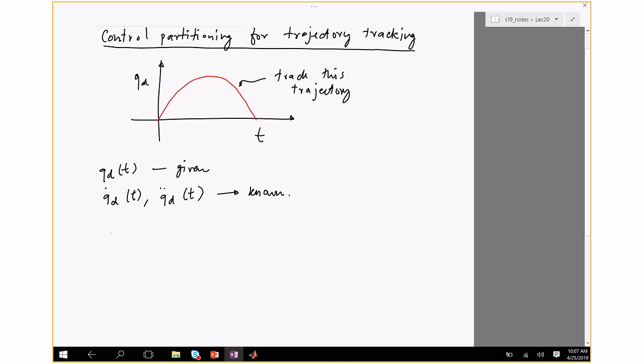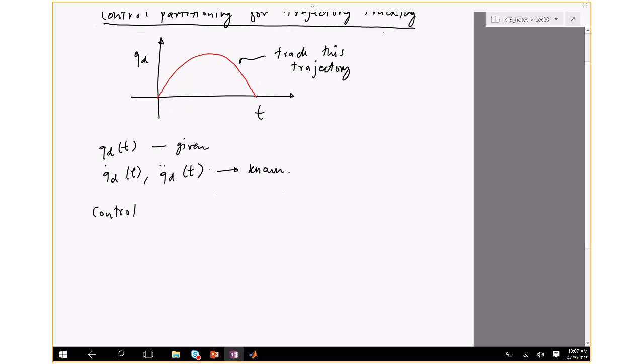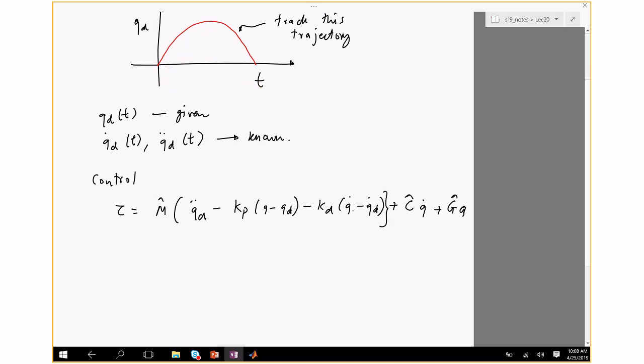So we'll use this control law, which is just a modification of the partitioning control law we talked about earlier. Tau equals M hat, an estimate of the mass matrix, times Q double dot D minus KP times Q minus QD minus KD times Q dot minus Q dot D, plus C hat, an estimate of the Coriolis term, plus G hat of Q. I'm going to claim this controller achieves our goal of trajectory tracking.